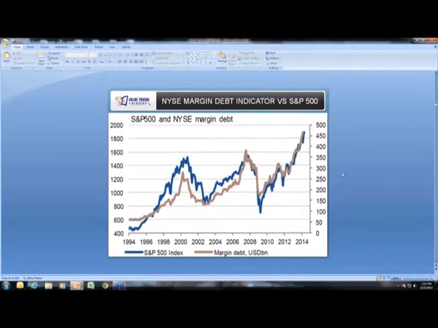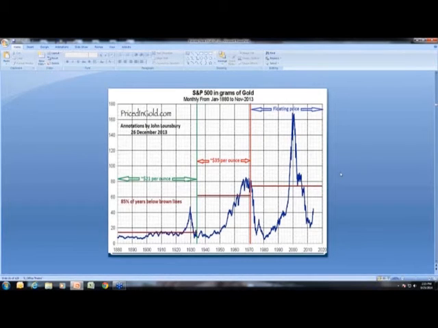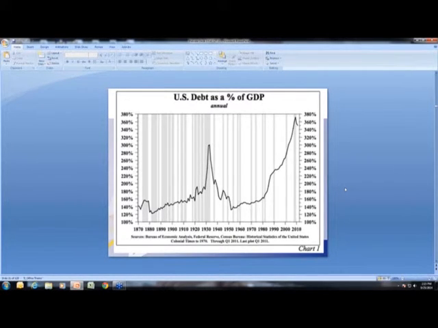Now, another way to measure the S&P in valuation extremes is to ask a simple question: how many grams of gold does it take to buy 1 unit of the S&P? And what we've done here since 1880 through today is a simple calculation. We take the nominal S&P divided by the nominal price of gold expressed in grams of gold, and you can see that it really peaked around 2000. And we are nowhere close to a new bull market.